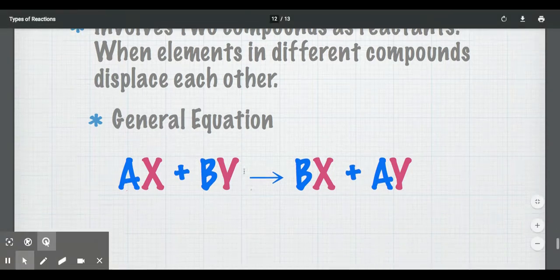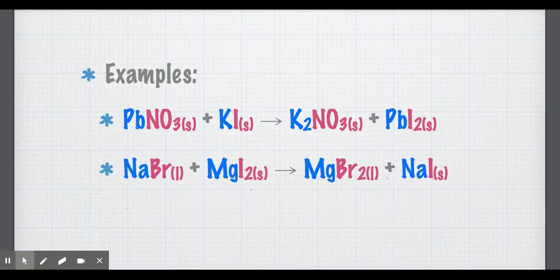So let's take a look at some of our examples. Here we have lead nitrate and potassium iodide. So here you're going to see lead and potassium are going to swap. So what that means is now you have potassium with a new partner, nitrate, and you have lead with its new partner, iodine. Here, same idea, sodium and magnesium are going to swap. So originally you had sodium bromide and magnesium iodide. Now you've got magnesium bromide and sodium iodide.